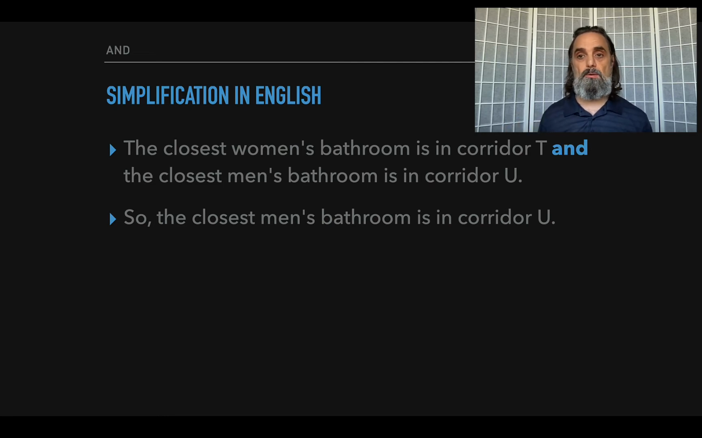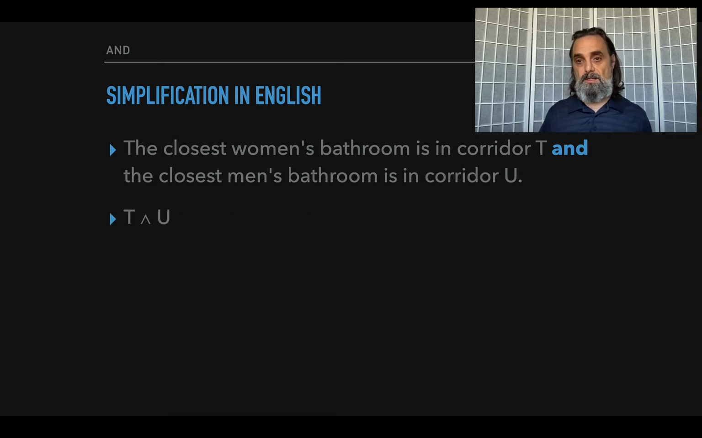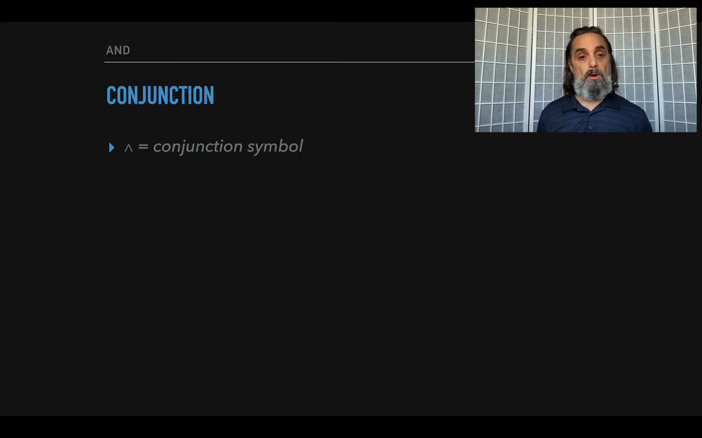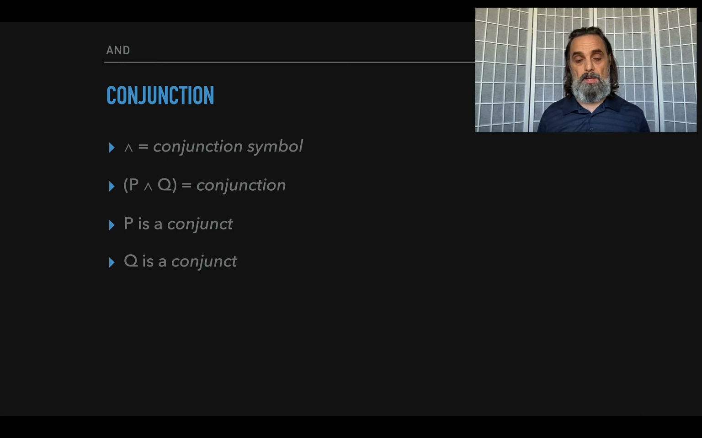And so we are going to symbolize this sentence in this way, with T and then that wedge sign and then U. At least that's the informal notation. So we're going to talk a little bit about the grammar and meaning of conjunction for the rest of this video. Conjunction, meaning and. So we're going to say that this thing, which we call a wedge, is the conjunction symbol. So when we have parenthesis, P, the symbol, Q, parenthesis, then we have what's called a conjunction. And the two pieces are each called conjuncts. So in this case, P is a conjunct and Q is a conjunct.